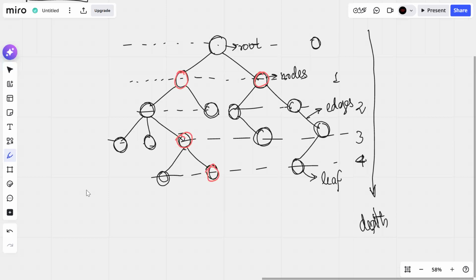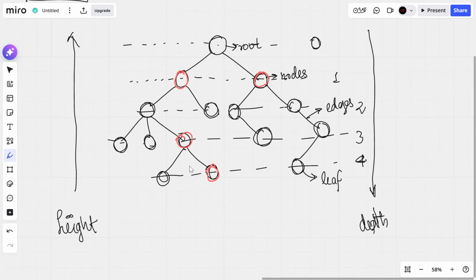Height, what do you mean by height? Height is like you start measuring from down and you go upwards. So you'll start measuring from there, that's what you mean by height. Height goes like this. This is height. And one major difference between depth and height: we don't talk about height in terms of nodes.